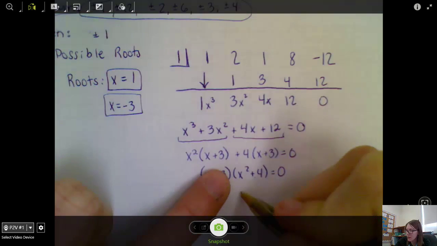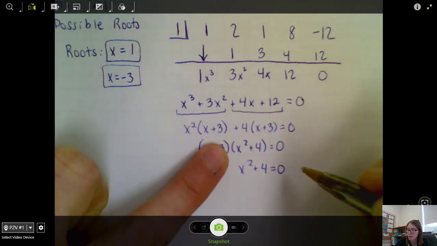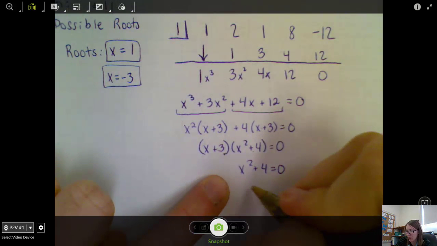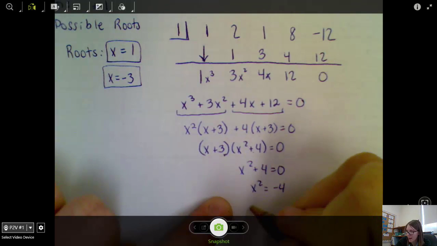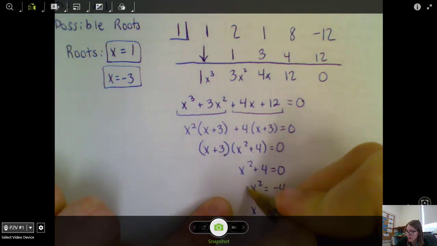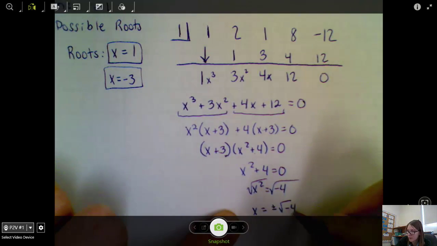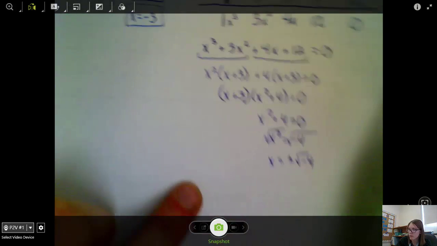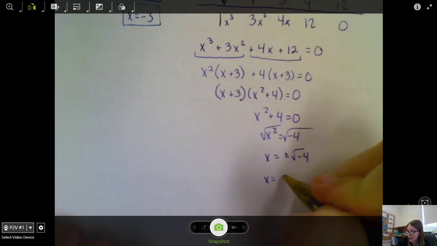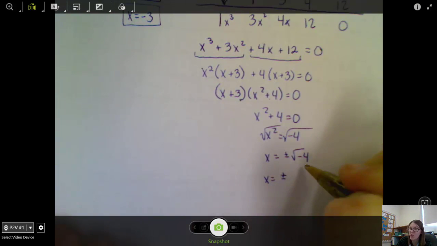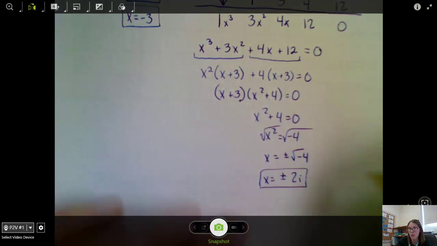But I also need to find when does x squared plus 4 equal 0. We can solve that using square roots. Subtract 4 from each side and square root both sides. Don't forget when we square root, it's plus or minus. And since we have a negative under our square root, we have an i in there. And we can square root 4 nicely. So it's plus or minus 2i.